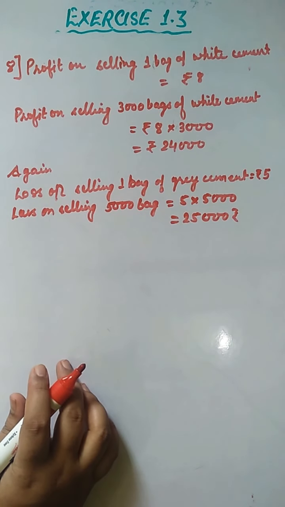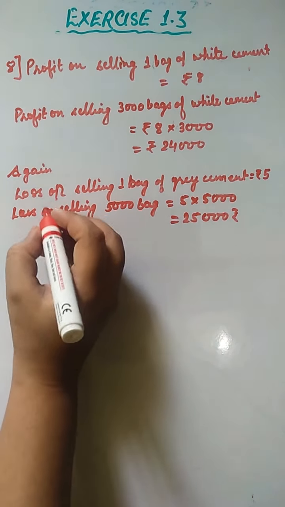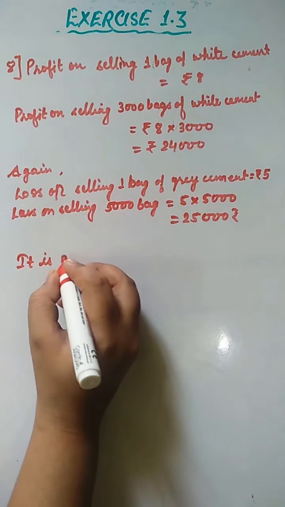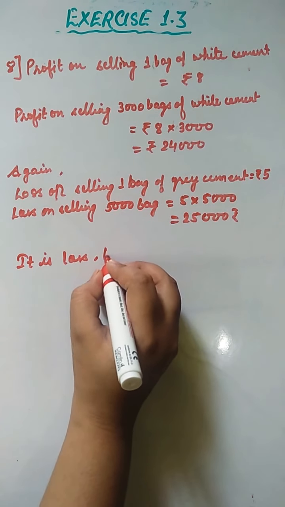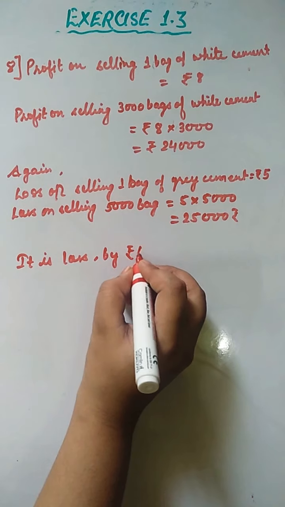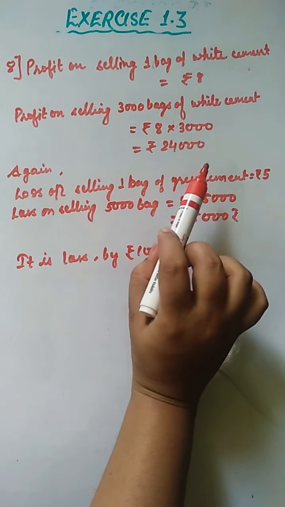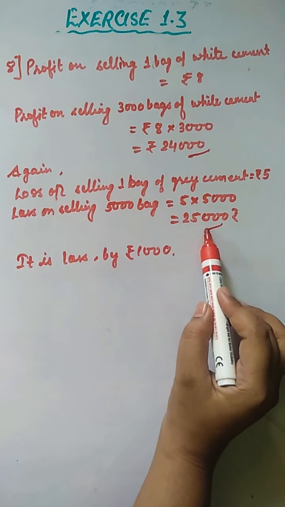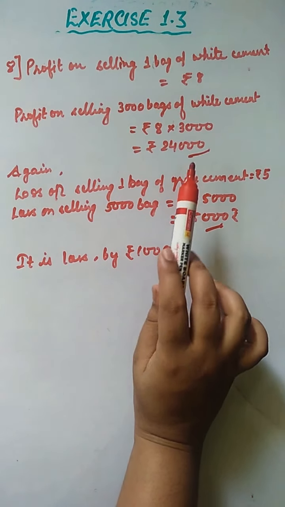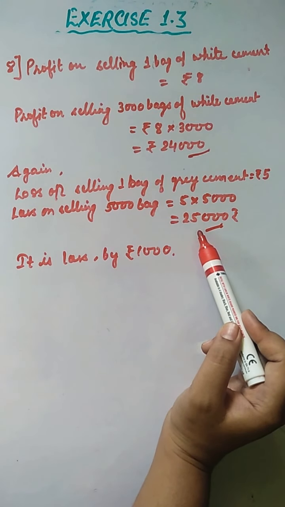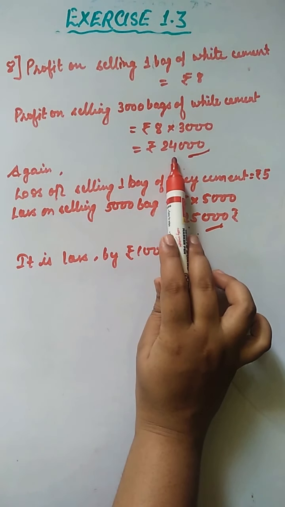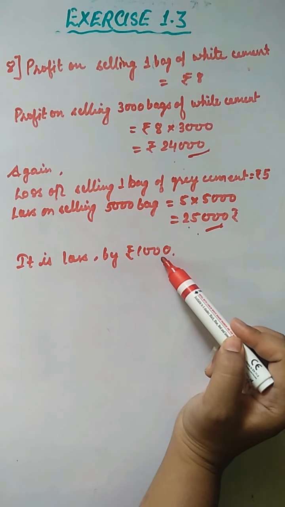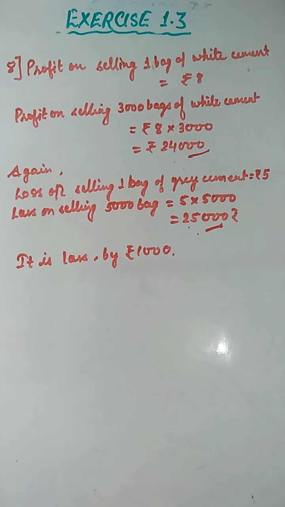So it is asking in the question, what is it, profit or loss? So you will write it is loss by rupees 1000. Why am I saying so? Because the total profit the company has made is 24,000 and the total loss the company has made is 25,000. So which is more, profit or loss? Loss is more, and by how much? 25,000 minus 24,000, that is by 1000. Have you all understood this question? Kindly note this down in your copy.